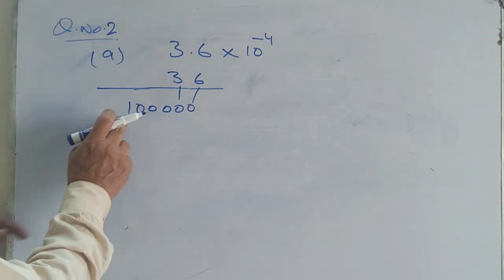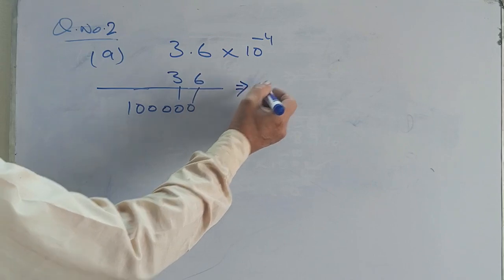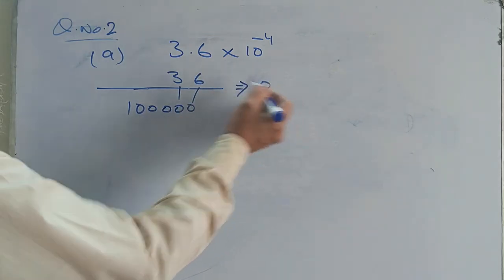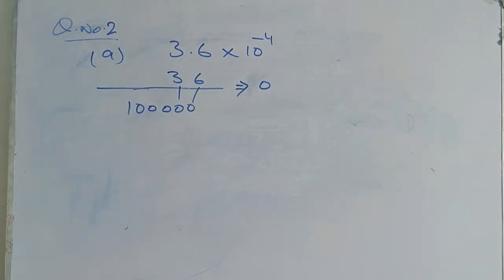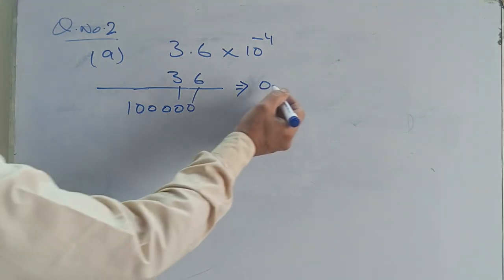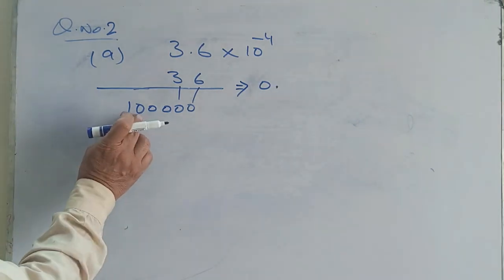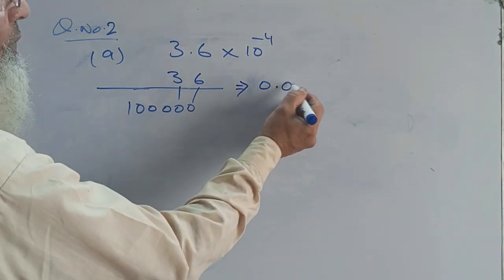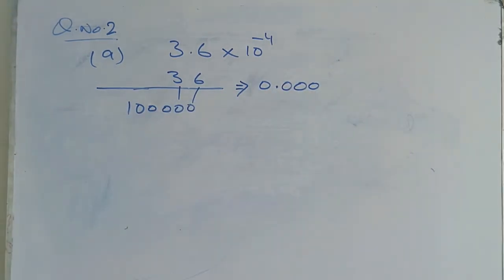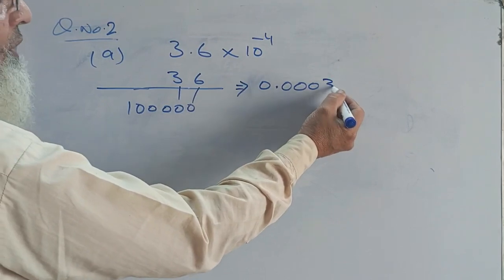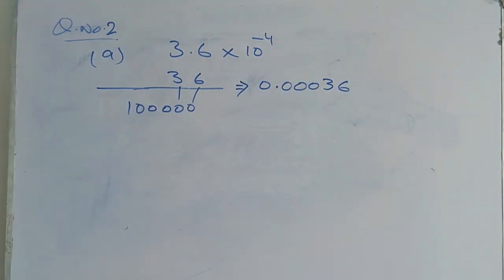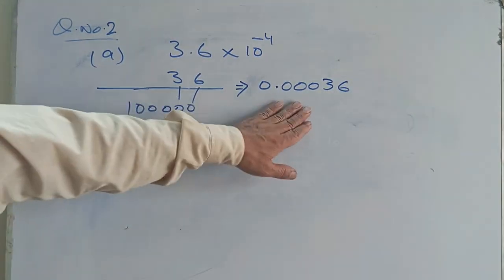Now what will happen over here is that it will become 0 prior to the point. We write it prior to the point. 0 is always written prior to the point. So after the point there are how many zeros? 1, 2, 3 zeros, and then the number whatsoever it is. This is now 36. Now this is the ordinary form.